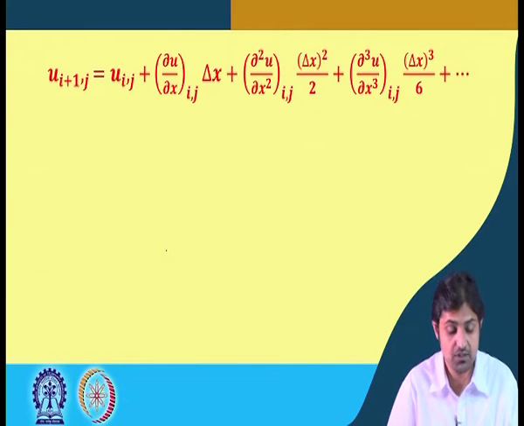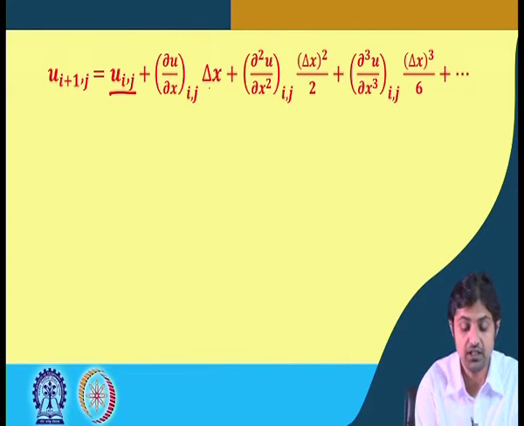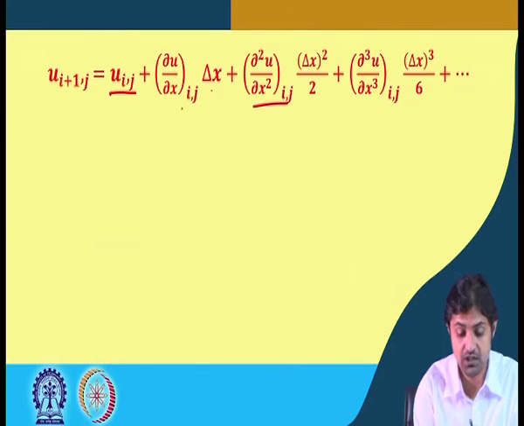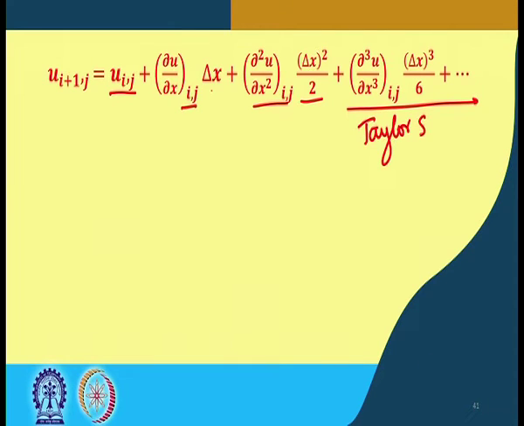So, u_(i+1,j) can be written as u_(i,j) plus ∂u/∂x at (i,j) into delta x plus ∂²u/∂x² at (i,j) multiplied by delta x squared by 2 and so on. So, this is using Taylor series expansion. All right.